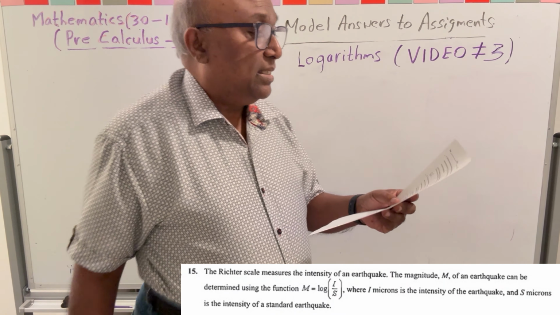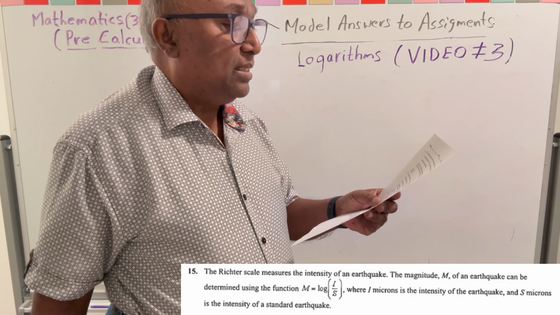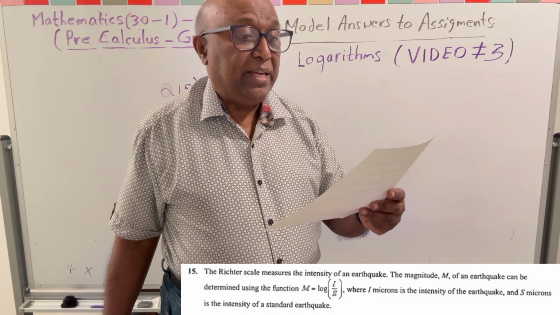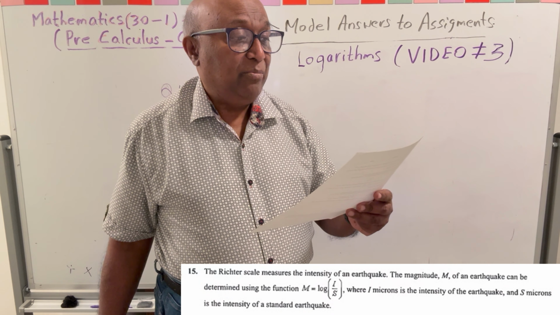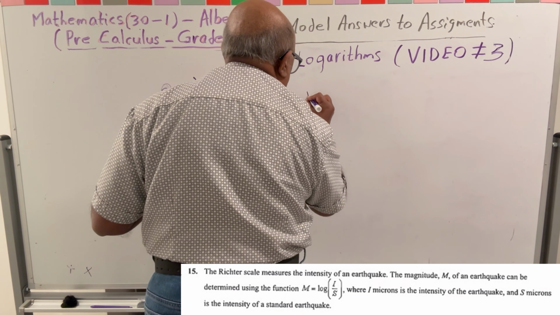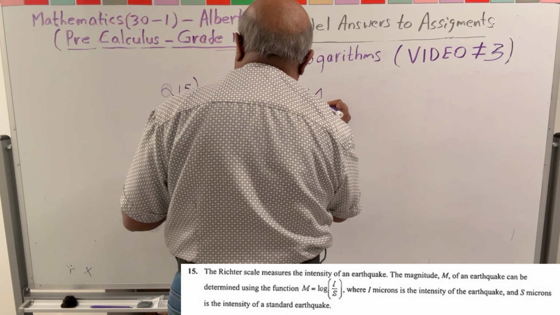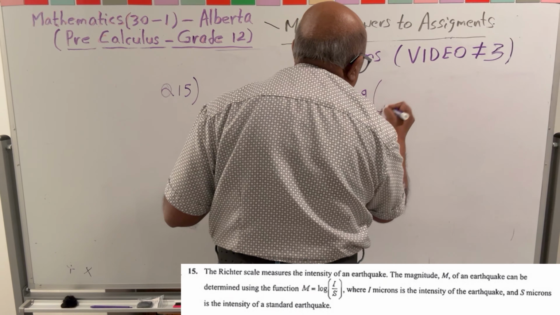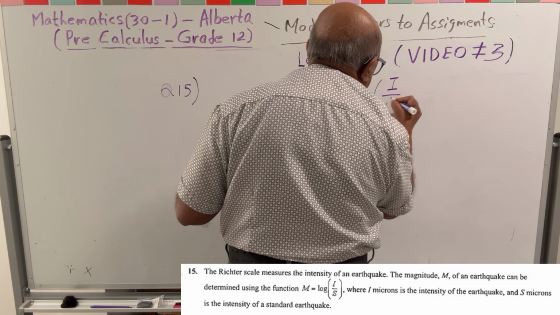Question number 15 says, the Richter scale measures the intensity of an earthquake. The magnitude M of an earthquake can be determined using the function M is equal to log I upon S.